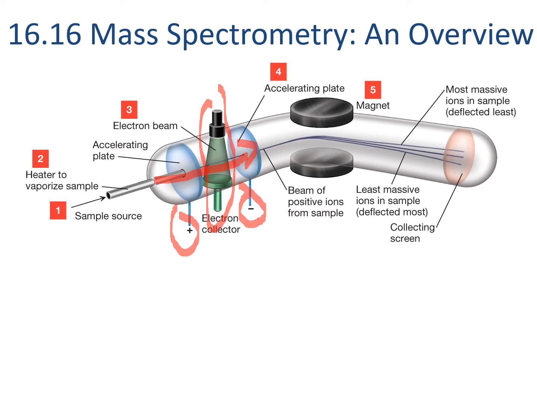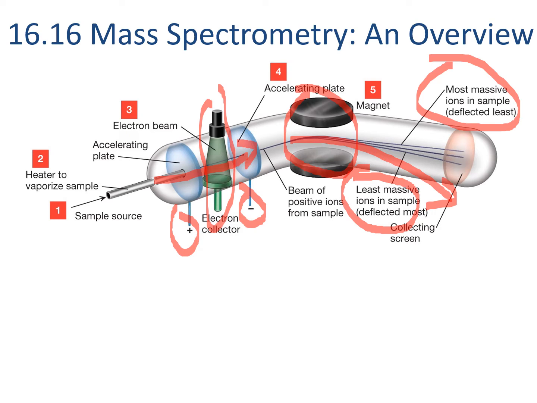As they accelerate this way, we can turn them at different rates depending on their mass by a magnet. Smaller particles are going to be more susceptible to change. The least massive ions are going to be deflected the most. They're going to change their angle over more this way. And the most massive samples are going to change the least, and so they'll stay more straightforward. This allows us to differentiate those different masses, which can be a really helpful thing.